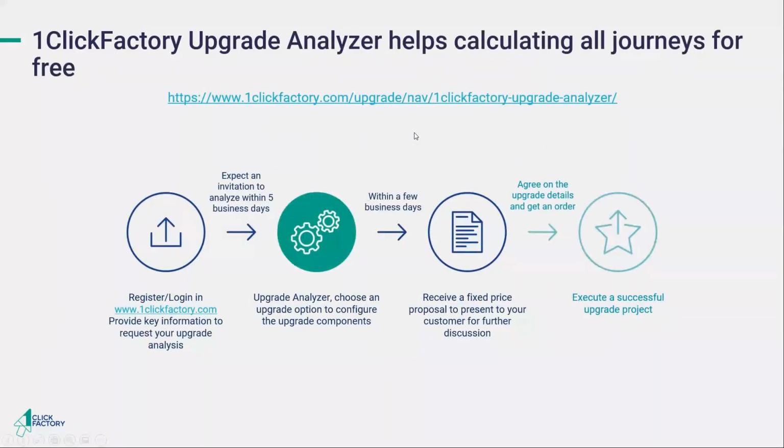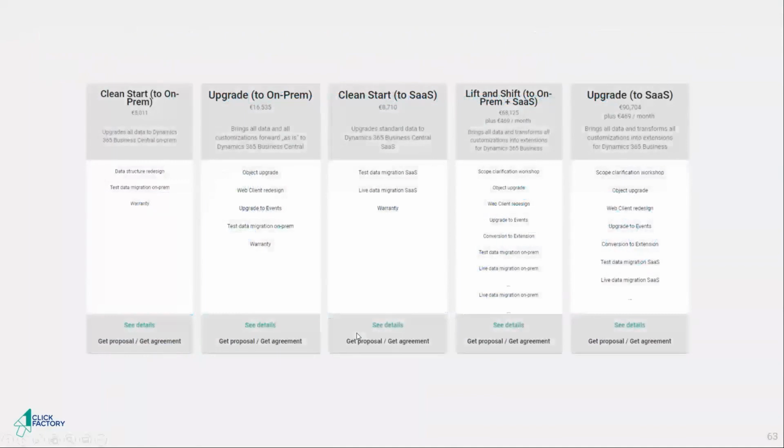And if you need help to outsource an upgrade from classic or RTC client to the new STL version, you can use our upgrade analyzer to calculate all journeys for free, and you will get a fixed price from us. And we offer 5 options: 2 clean starts, 1 upgrade to on-premise, and 2 upgrades to SaaS by using different techniques of how to upgrade.